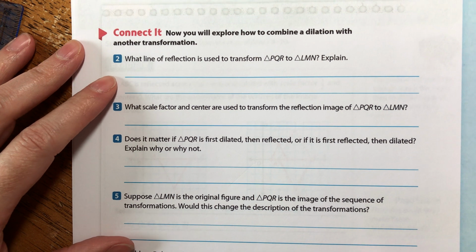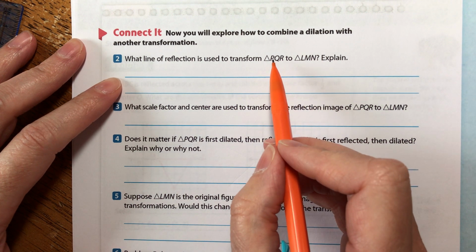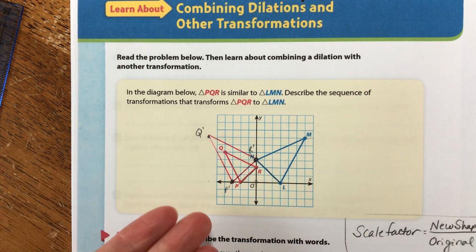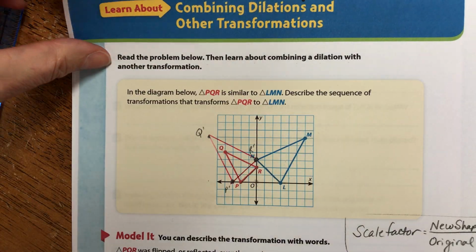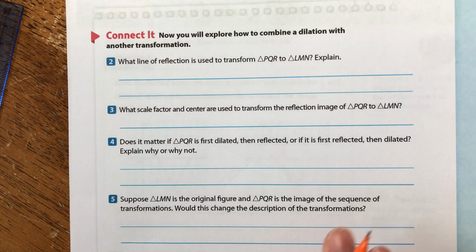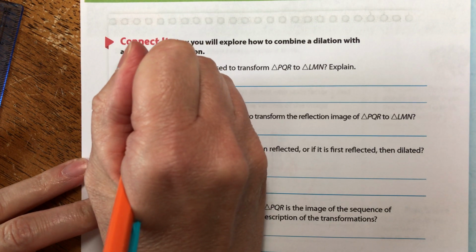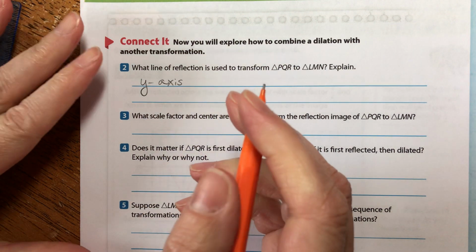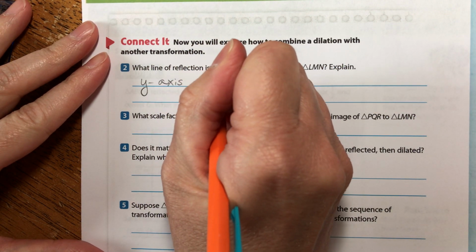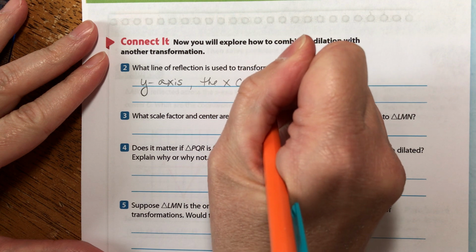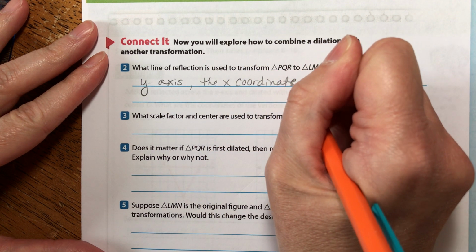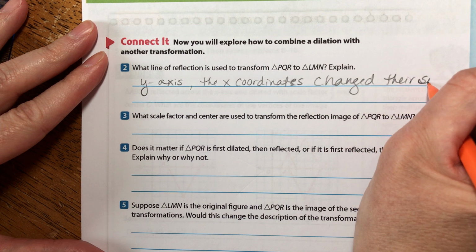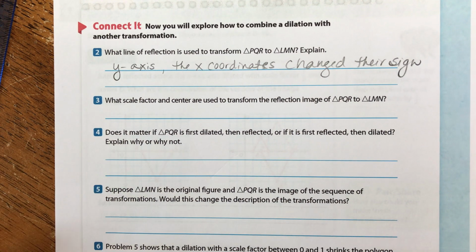What line of reflection is used to transform PQR to LMN? What did they flip it over? They flipped it over the y-axis. Okay, let's go back and write y-axis. What's the line of reflection? It is the y-axis. And how do I know that? Well, one of the tricks I know is that the x coordinates change their sign. In our case, they went from negative to positives. Okay, let's go to the next one.